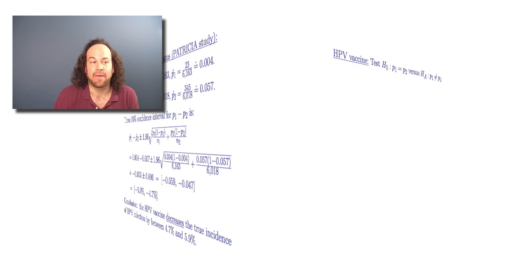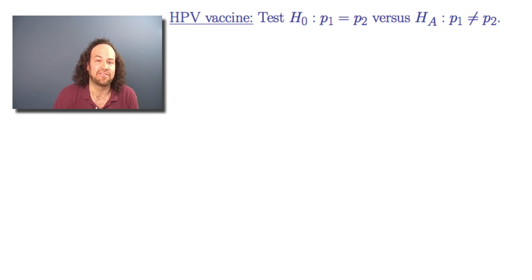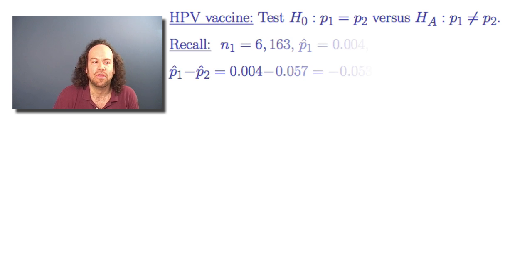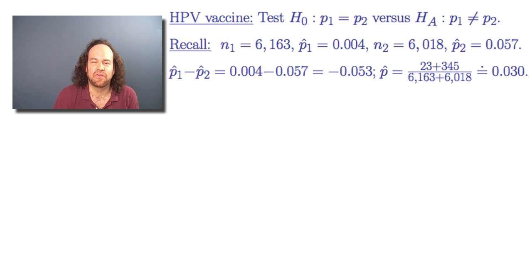We can also think about it in terms of hypothesis testing. And in this case, we'd again want to test the null hypothesis that the true incidence of infection was the same for the two groups compared to the alternative hypothesis that it's different. Well, we still have those same numbers for the number of people in the sample and the observed fraction of infections for the two groups.